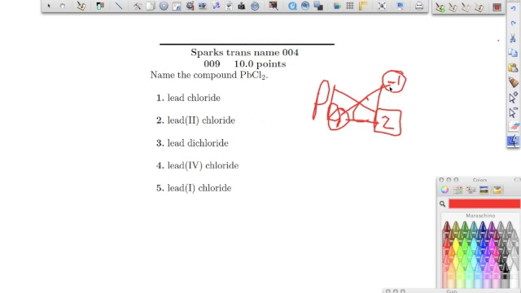That 1 came from right there because chlorine has a -1 oxidation number, and lead would have a +2, which brought it down right there. So here, since we have a 2, we would name this lead 2 chloride.